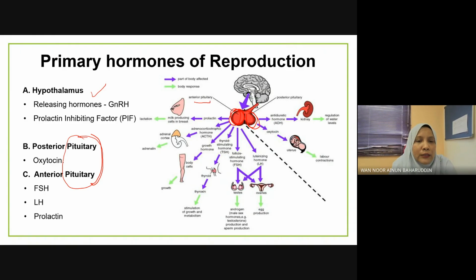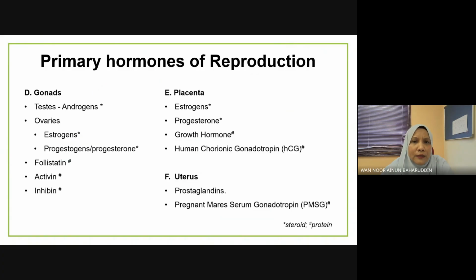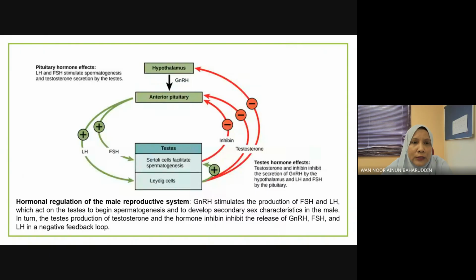The anterior pituitary targets are to release the hormones FSH, LH, and prolactin. The posterior pituitary releases the hormone oxytocin. So the major part for reproduction is in the anterior pituitary gland. Then the gonads, the ones we have discussed before with the names of all those hormones, and so on, for the placenta as well as the uterus.